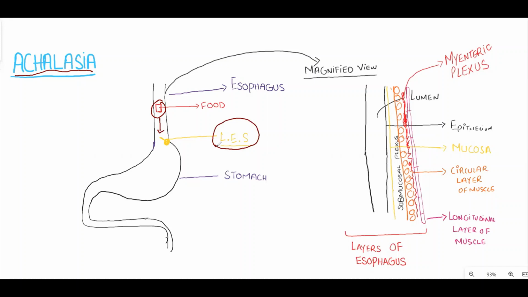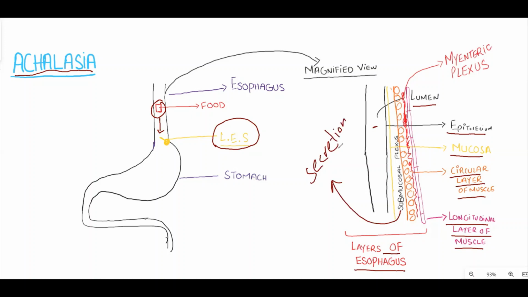To understand esophageal motility, we need to know about the different neuronal plexuses present in the esophageal wall. The first layer is the lumen of the esophagus, and inside it is the epithelium. Then there is the mucosa, and then an inner circular layer of muscle and an outer longitudinal layer of muscle. The submucosal plexus, present below the submucosa, controls secretion and blood flow.